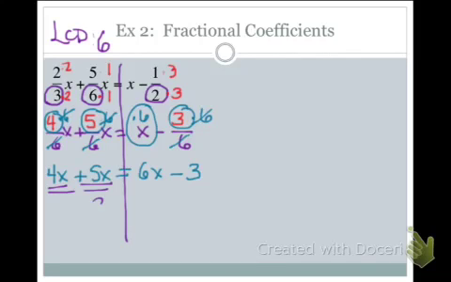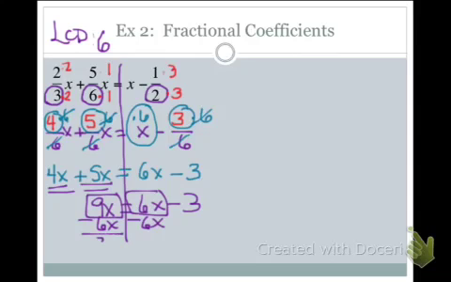Combining similar terms, I get 9x on the left-hand side. Boxing our variable terms, I see that my smaller variable term is the 6x, so I'm going to subtract it across. And I get 3x equals -3. And the last step for me is to divide over that 3, pulling the coefficient away from the x, and it leaves me with x equals -1.